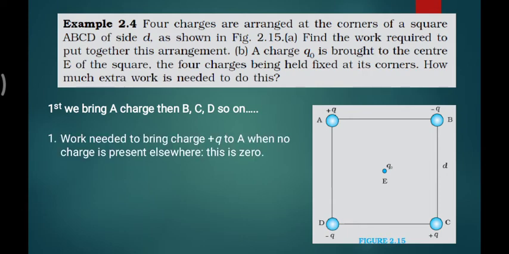Now the first work needed is to bring the charge plus Q to point A. No need to do work. Why? Tell me. Because there are no other charges already present. There is no B charge present, no C charge present, and the D charge is also not present; that is yet to come. So for this A task, forget about the others. There are no charges or influences at point A, so there is no need to do work.